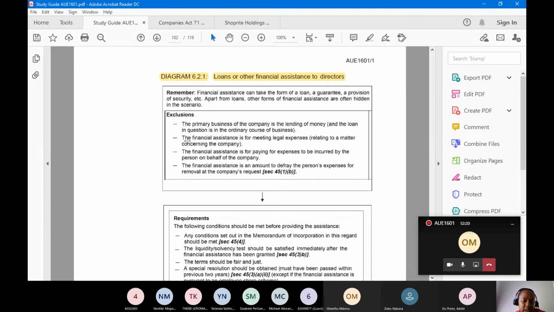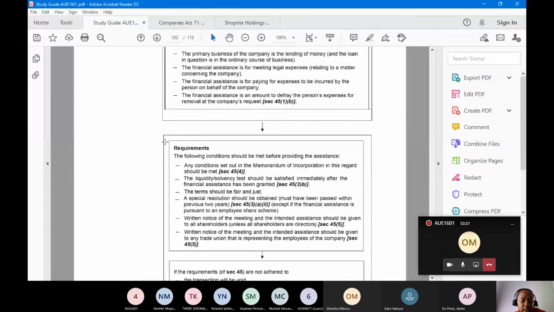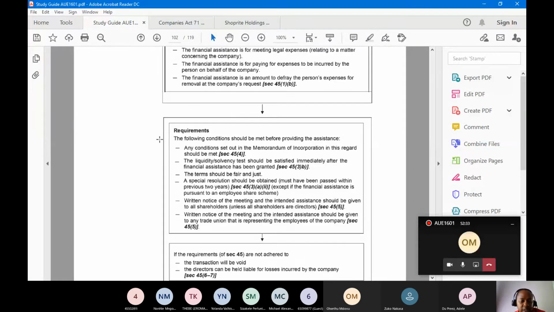expenses. Either it could be legal expenses or expenses that are to be incurred by the person on behalf of the company. But what are the requirements for you to be given a loan or financial assistance? Any conditions set out in the Memorandum of Incorporation in this regard should be met. The liquidity solvency test should be satisfied immediately after the financial assistance has been granted. The terms should be fair and just to the company and the director.